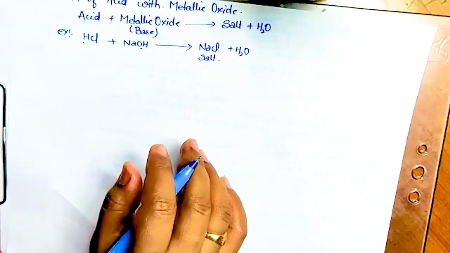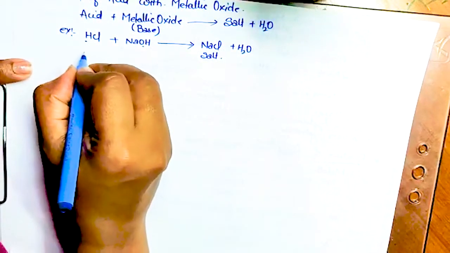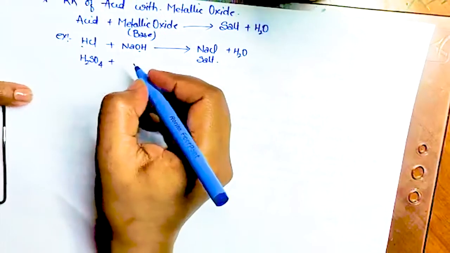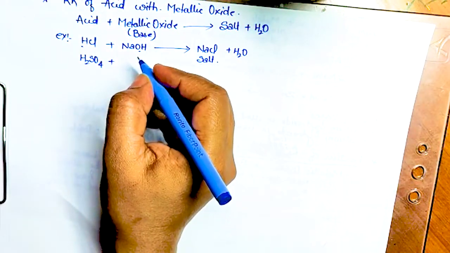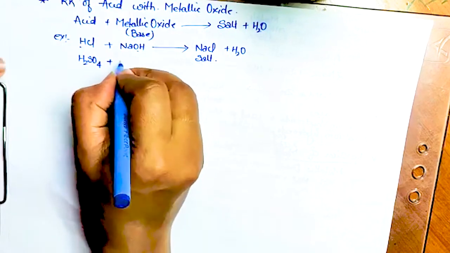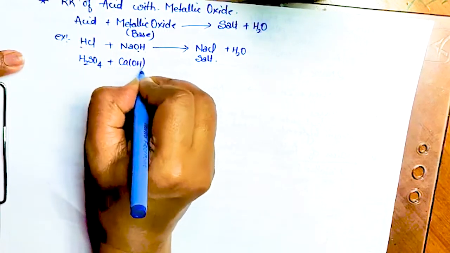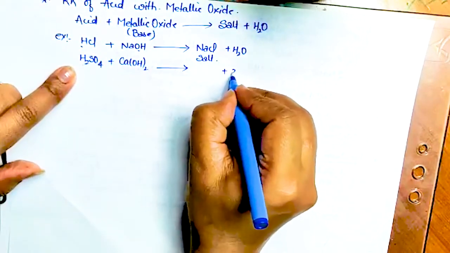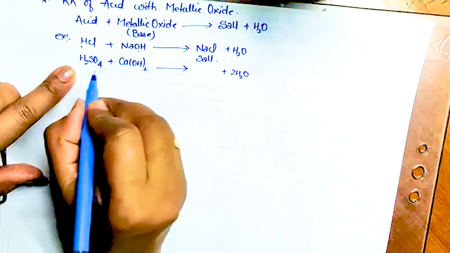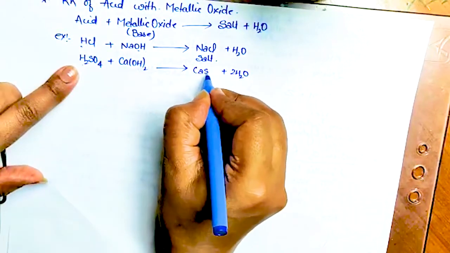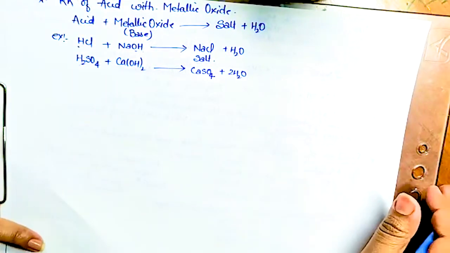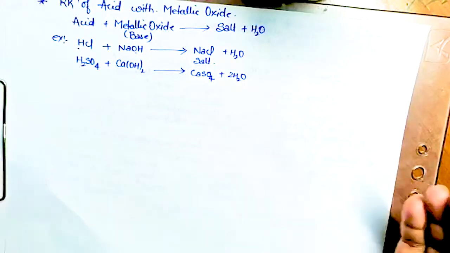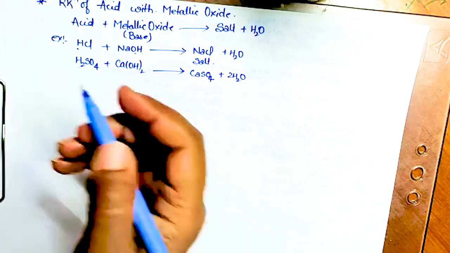Any problem in this? Another example, take H2SO4. If it reacts with another metallic oxide, tell me what can be the metallic oxide? Yes, suppose Ca(OH)2. So what will it form? 2H here, 2OH here, it will form 2H2O, isn't it? And this is Ca and this is SO4, will form CaSO4. So any problem in this? Hope it is clear. Similarly, you can take any acid with any metallic oxide and you can form a salt along with water.